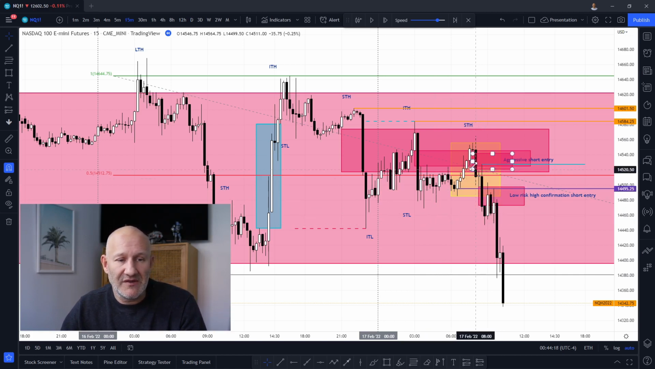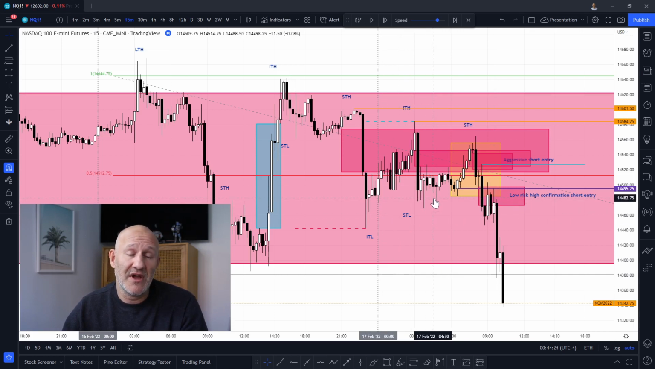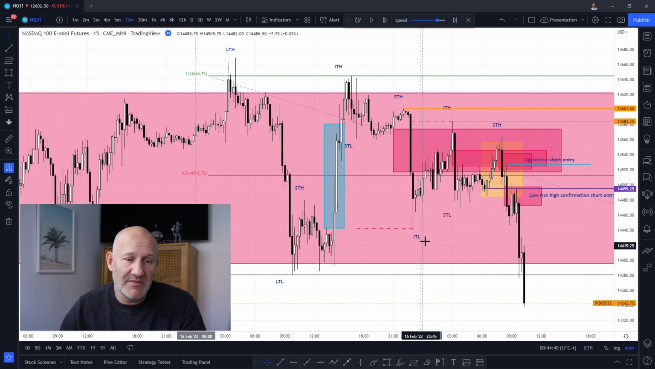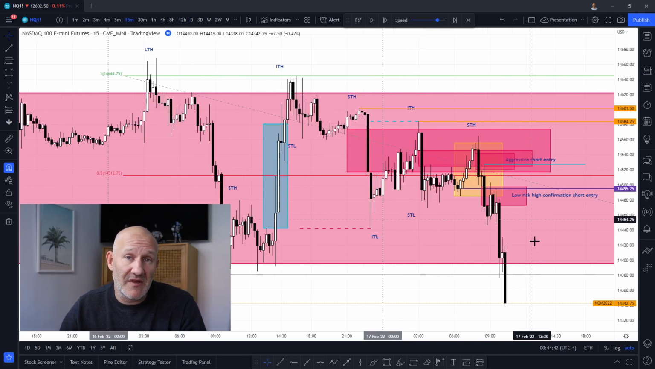So you can see price comes down into this zone here and we take out these short-term lows. So that's the first positive indicator that the market's going in the direction we want, that it's starting to validate our hypothesis. As we go through this intermediate term low here, you can see the market starts to accelerate. So we're creating these fair value gaps or imbalances as the market starts to trade lower.